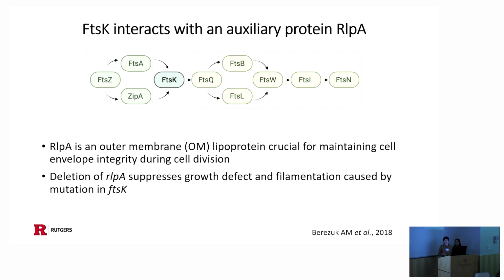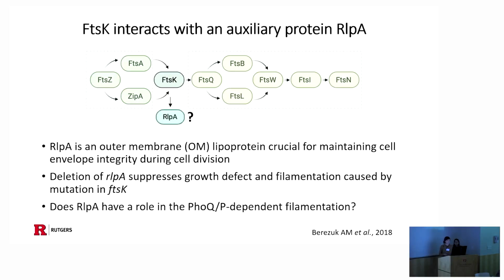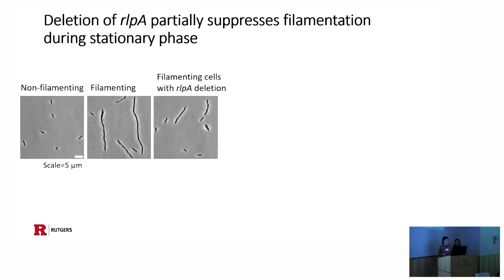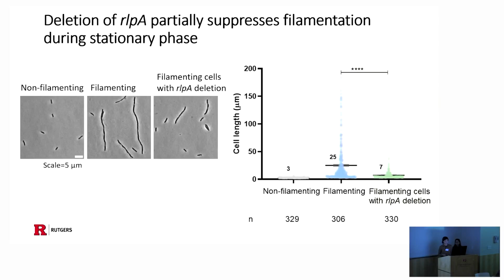And the interaction between FtsK and RlpA is physiologically important because deletion of RlpA suppresses the growth phenotype and filamentation phenotype associated with an FtsK mutant. So we asked the question whether RlpA has a role in PhoQ dependent filamentation. As can be seen from the phase contrast micrograph here, deletion of RlpA suppresses QE mediated filamentation at later stages of growth. We also quantified this data, and the average cell length reduced from 25 micron for filamenting cells to 7 micron for filamenting cells with RlpA deletion.